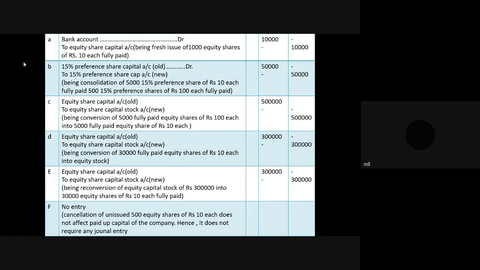Okay, these are some important entries. That is all I am going to cover today. In the next class I will discuss capital reduction.